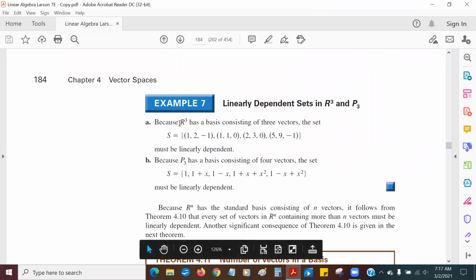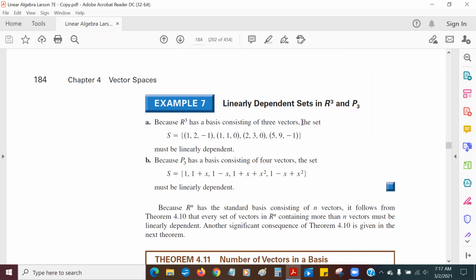let's say you have R3. We know that R3 has a basis consisting of 3 vectors. We know that because that's the standard basis, (1,0,0), (0,1,0), and (0,0,1). There are 3 vectors in that basis. So this set here, which consists of 4 vectors, I don't even have to think about it. I know that this set is linearly dependent. That follows from Theorem 4.10, the theorem we just proved.